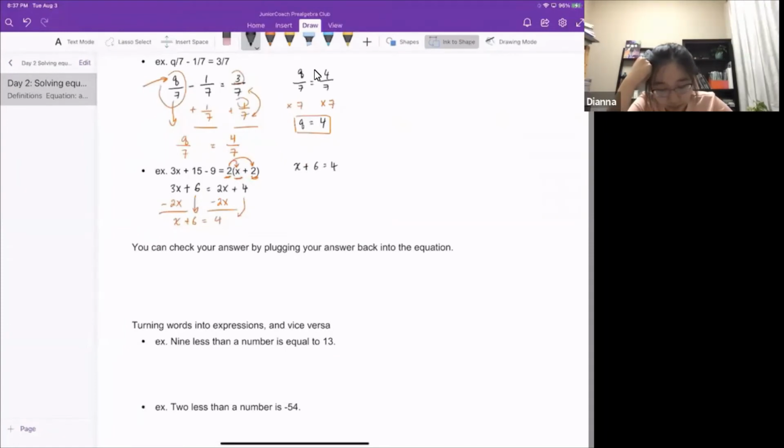So to get x by itself, now it's just a very simple problem. And to get x by itself, I'm going to subtract minus 6 on both sides. So positive 6 minus 6 gives me 0. So it's x plus 0 basically equals, and then 4 minus 6. So 4 minus 6 is going to be negative 2. So that gives me x equals negative 2.